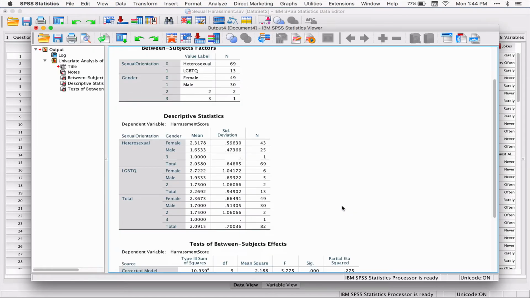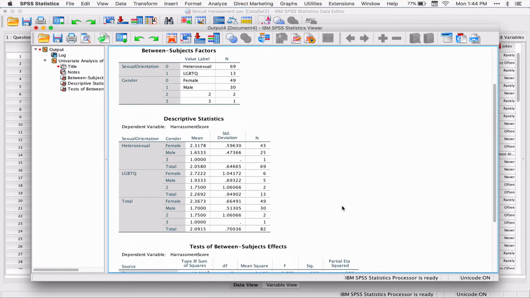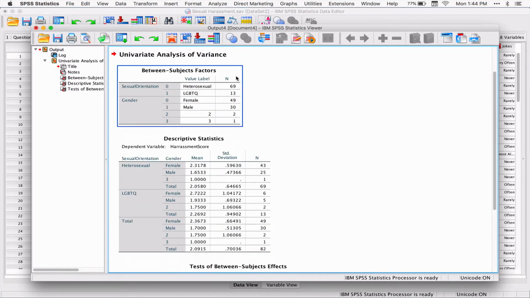Okay, good. So I'm going to walk you through this. Okay, the first thing you're going to notice is you have your total number of participants here. So here, just looking at one IV, sexual orientation, we see that in terms of participants, most of them were heterosexual. 13 identified as LGBTQ. And then, this is interesting. You have 2 and 3. So here I think what happened is this group had 2 other categories they didn't label. So make sure you've labeled all your categories, but let's ignore this for now.